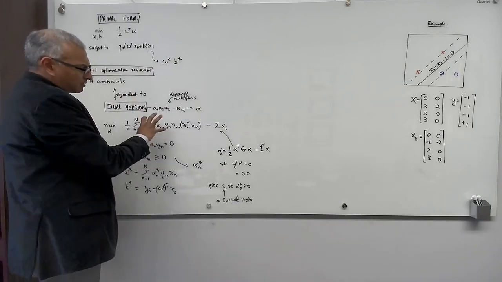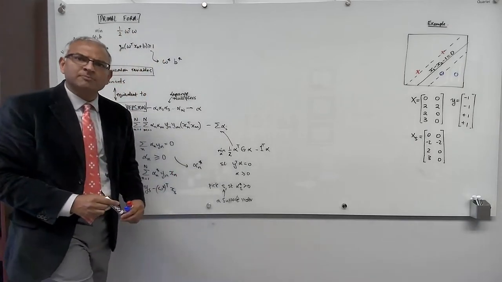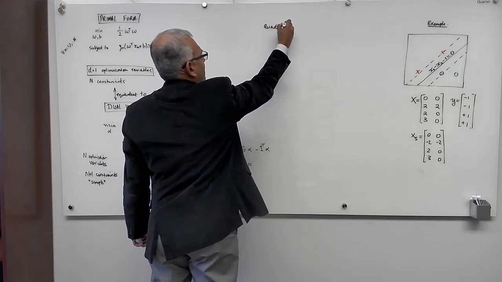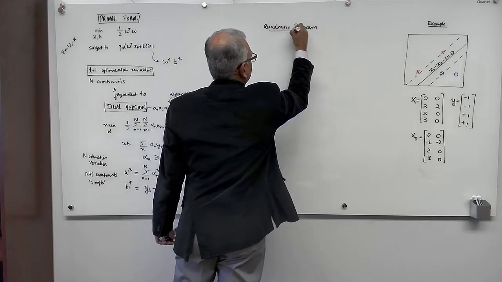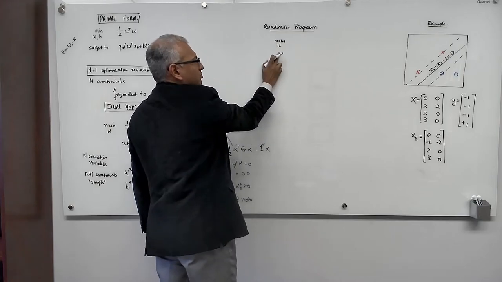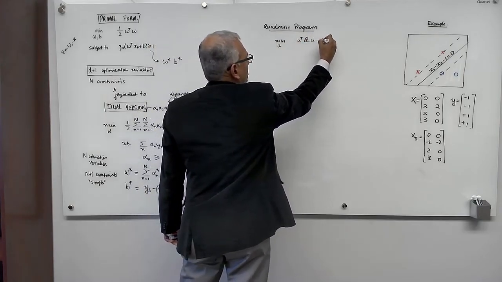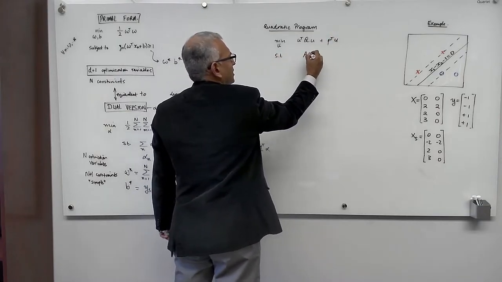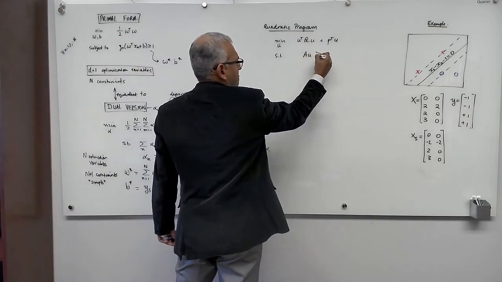When you formulate this dual problem in matrix form, it looks like a quadratic program. So let me remind you of the general quadratic program: minimize over your optimization variable u, which is a q-dimensional optimization variable, of u transpose Q u plus p transpose u, subject to A u greater or equal to 0.